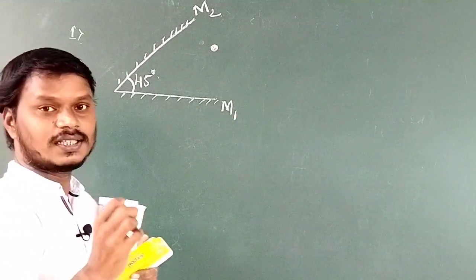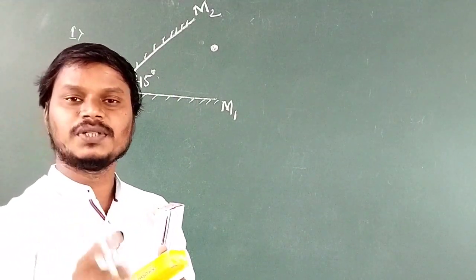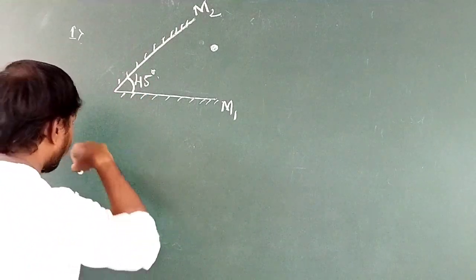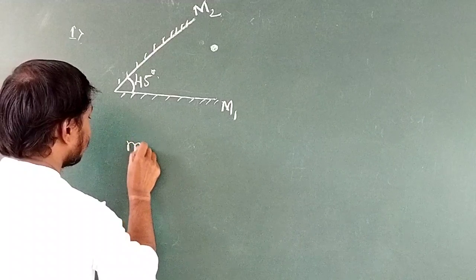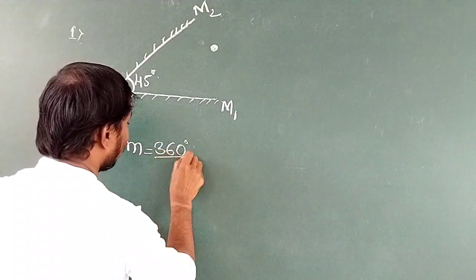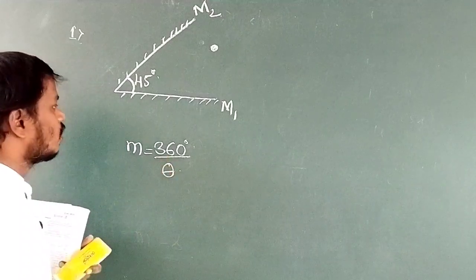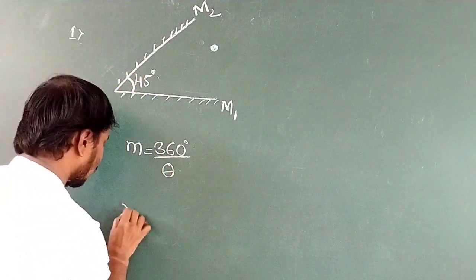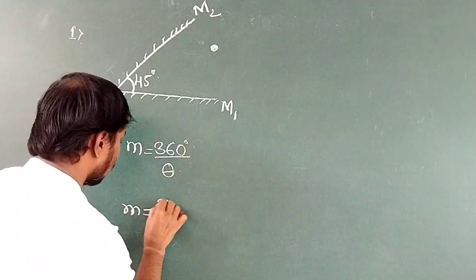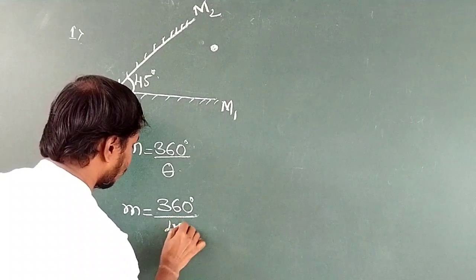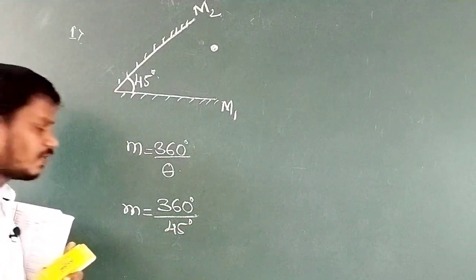First, we have to find 360 by theta value. If it is even, we have to subtract 1. That is M is equal to 360 degree divided by theta. What is the angle between these two mirrors here? 45 degree. Then M is equal to 360 divided by 45 degree.